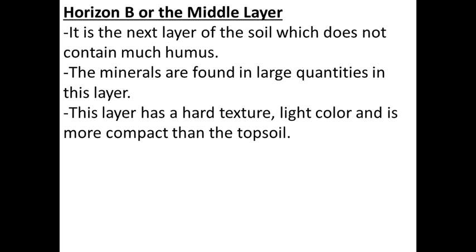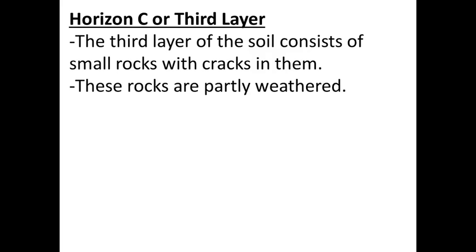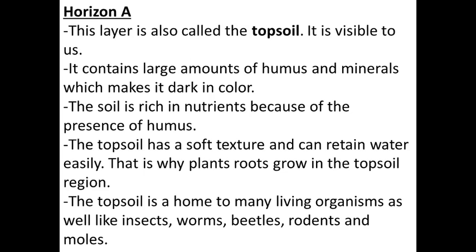See, I have given, it is the next layer of the soil which does not contain much humus. Minerals are found in large quantities in this layer, and that's why it is a storehouse of minerals. This layer has a hard texture because the many pebbles are there, then in light color, and is more compact than the topsoil. Compact means packed, means there is no space as compared to the horizon A. Understood? Yes. And next one, that is horizon C.